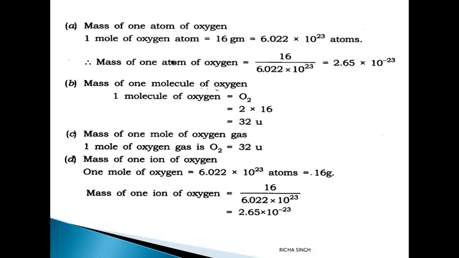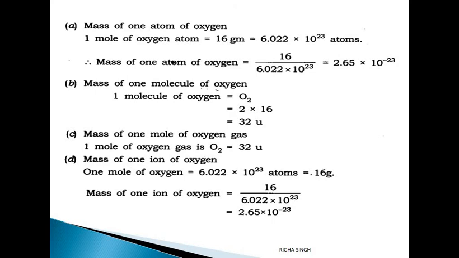Let's see some of the numericals. Mass of one atom of oxygen. Just now I have told you that 1 mole of oxygen is equal to 16 grams. From where has the 16 come? Because 16 is its atomic mass, and it is also equal to 6.022 into 10 raised to the power 23 atoms. So mass of one atom of oxygen is equal to 16 upon 6.022 into 10 raised to the power 23. That will be 2.65 into 10 raised to the power minus 23.